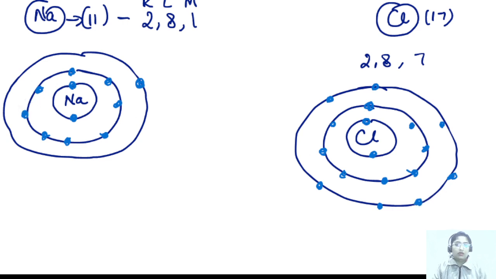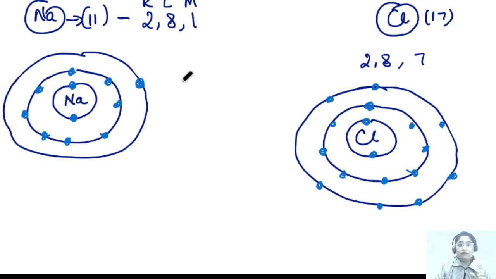Now sodium is saying that I cannot take because I have only 11 hands. I'm considering the number of protons as the number of hands. Sodium is saying I have 11 hands, I cannot hold so many. I cannot take 7 electrons, because to stabilize chlorine, there are 7 electrons in the outermost shell.